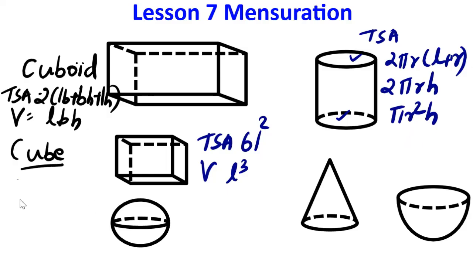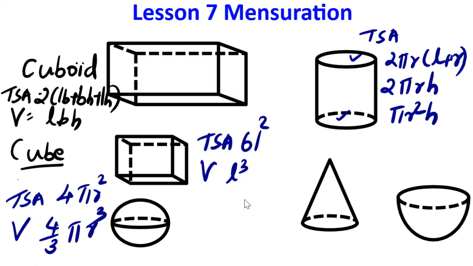Regarding sphere, you studied the total surface area of a sphere is calculated by 4πr² and volume by 4/3 πr³.